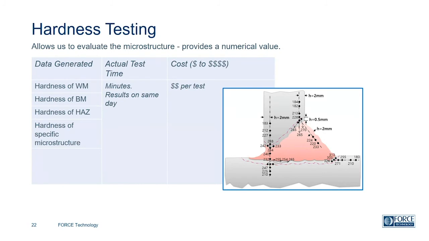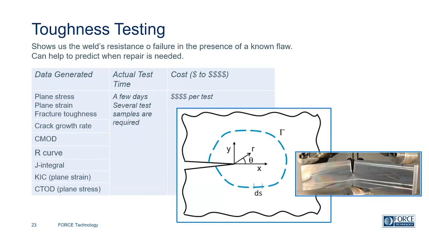So the advantages, the data we can get is hardness of the weld metal, hardness of the base metal, hardness of the heat affected zone, or we could look at our micro and say that there, I'm very interested in that bit of microstructure there. What is the hardness? Depending on the type of hardness measurement we use, we can then target that specific microstructure and get a hardness value for it.